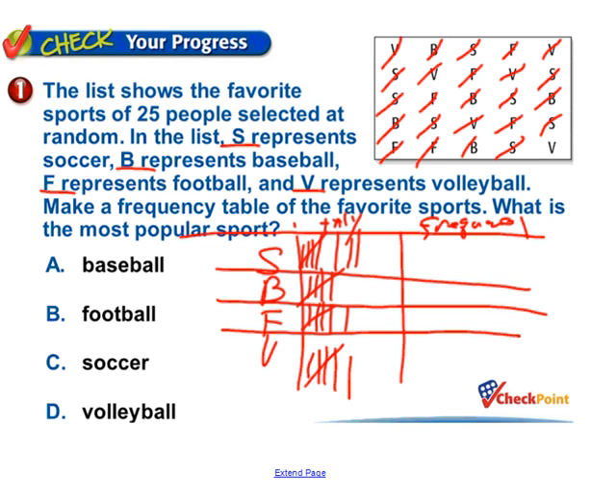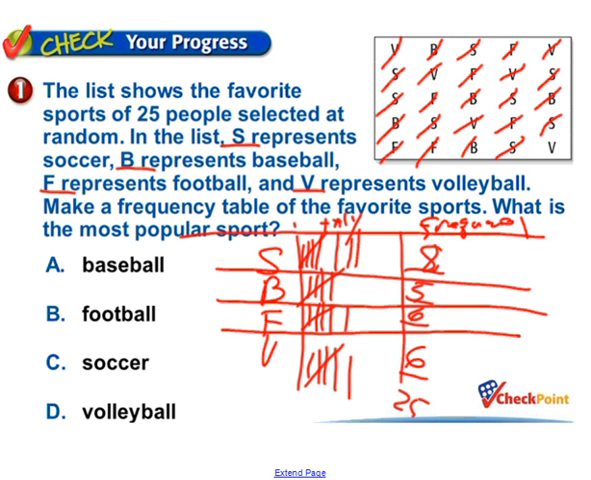All right, so I have 8 for soccer, 5 for basketball, 6 for football, and 6 for volleyball. Again, I want to check to make sure that I've got all entries for every one. So 8 plus 5 is 13, plus 6 is 19, plus 6 more is the 25 that I had.